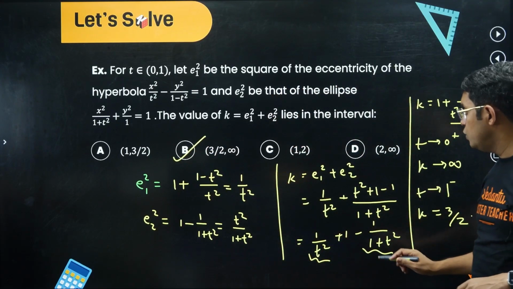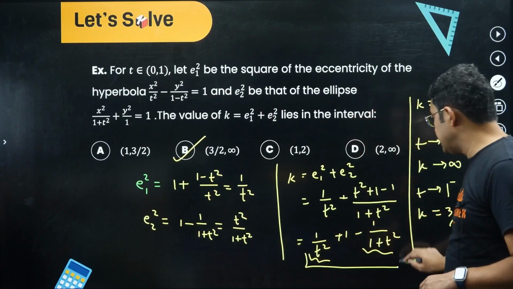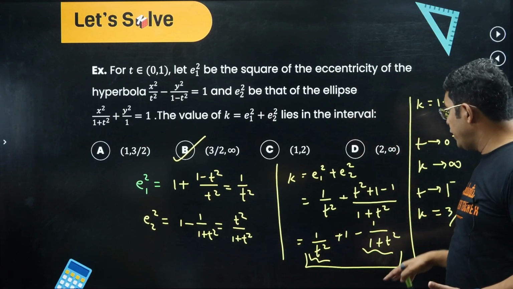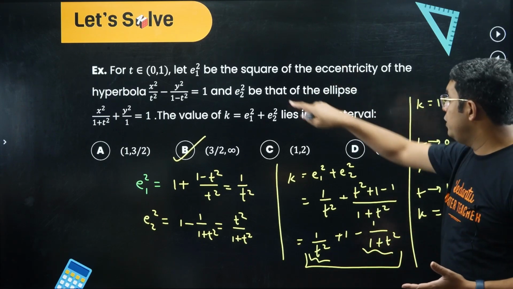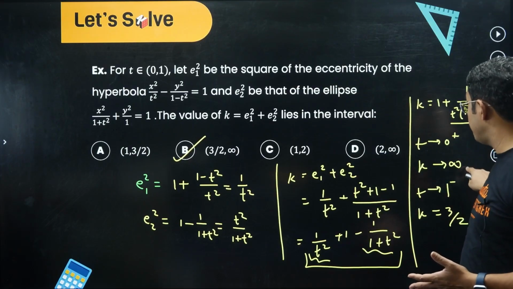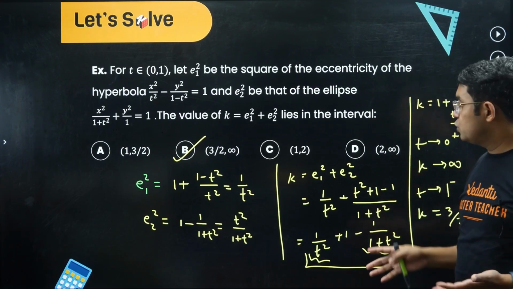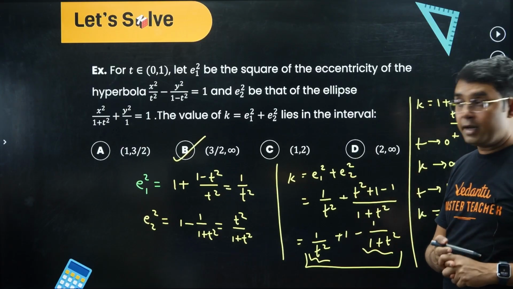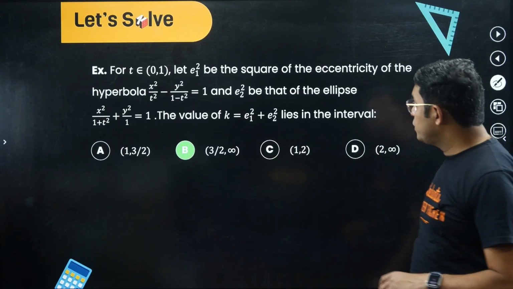Some of you might do differentiation at this stage. That is perfectly fine, and you will find this function is strictly decreasing. So a lesser value of t will give you the highest value of k, and the highest value of t will give you the least value of k. So that way also you can find the range of this k. Now coming to the next question.